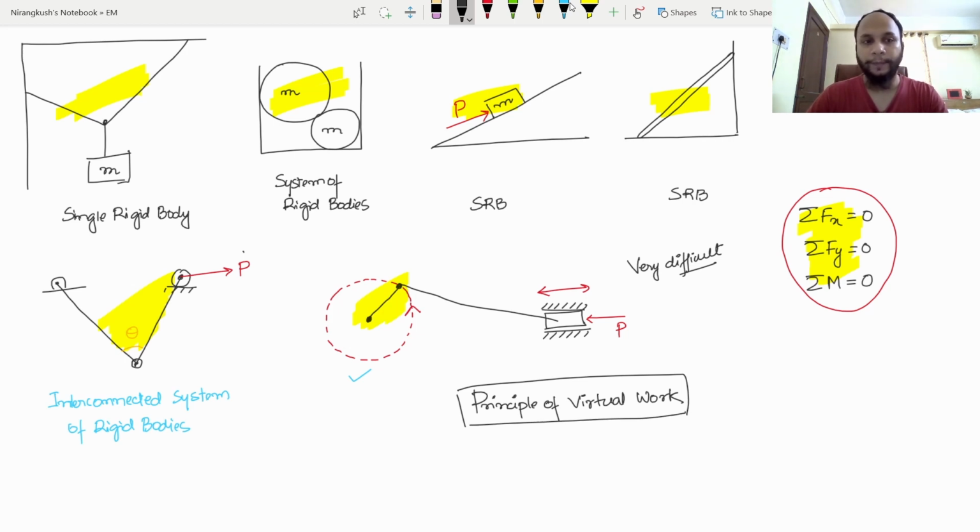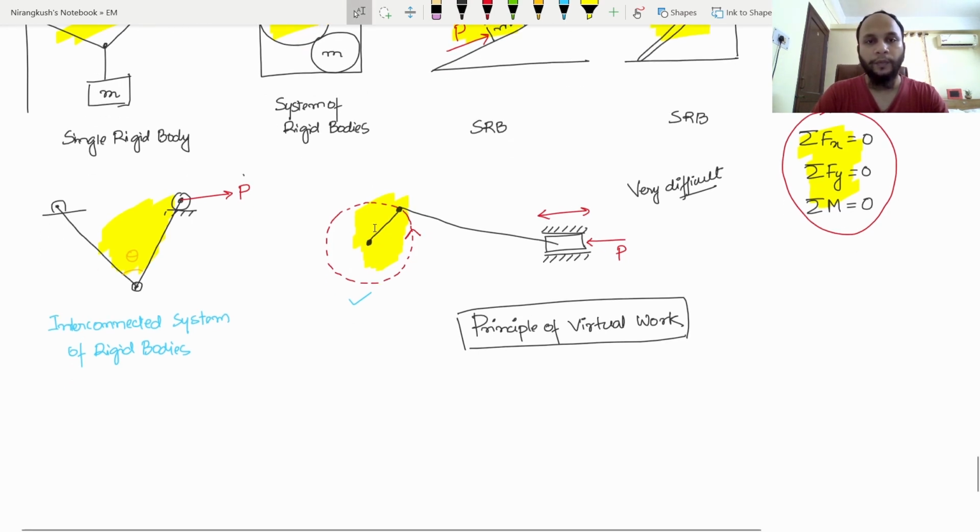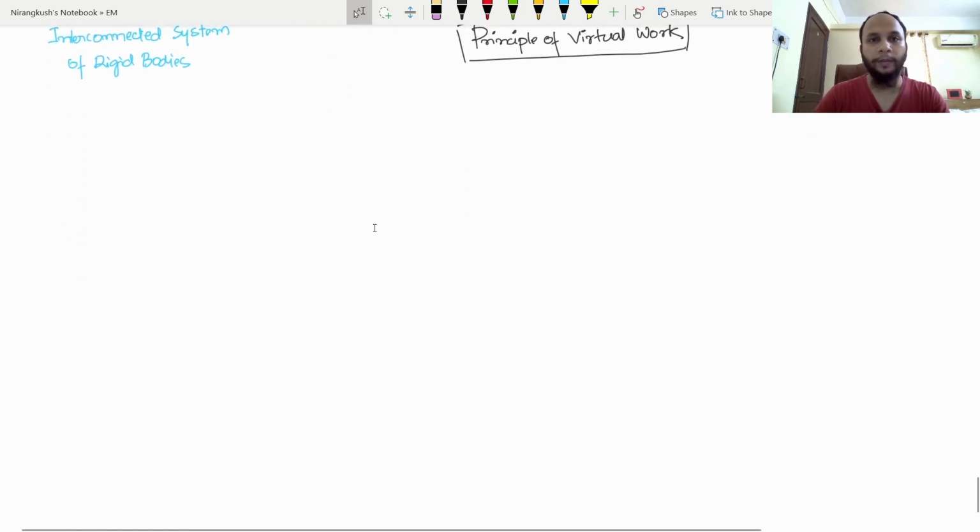So let me repeat. When you have a single rigid body system or a system of rigid body systems, like the first 4 diagrams, you can use these equilibrium equations because their equilibrium positions are well known. But on systems like this, where the equilibrium position is a little hazy, we use the principle of virtual work. And these second kind of systems are called interconnected systems of rigid bodies. Okay. Now, to understand the principle of virtual work, we have to understand first what work done by a force means. So let's start.